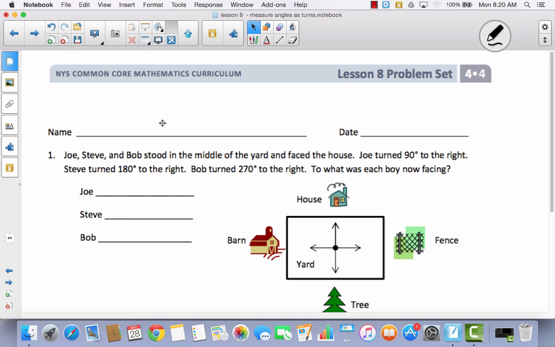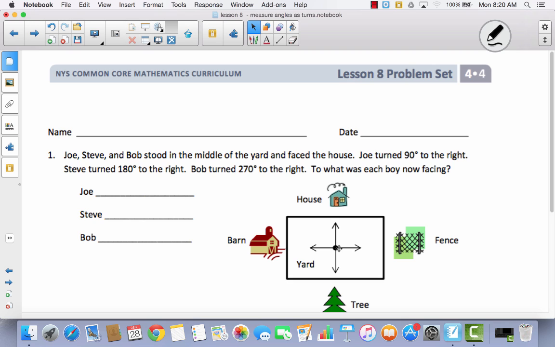I want you to go ahead and put your name at the top, and let's take a look by reading the directions of number 1. Joe, Steve, and Bob stood in the middle of the yard and faced the house. Okay, so here's the yard. And just pretend that they're staying right here and they're facing the house. That means they're looking right towards the house. Joe turned 90 degrees to the right. Steve turned 180 degrees to the right, and Bob turned 270 degrees to the right. To what was each boy now facing? I want you to think about what we just did and just kind of make a guess.